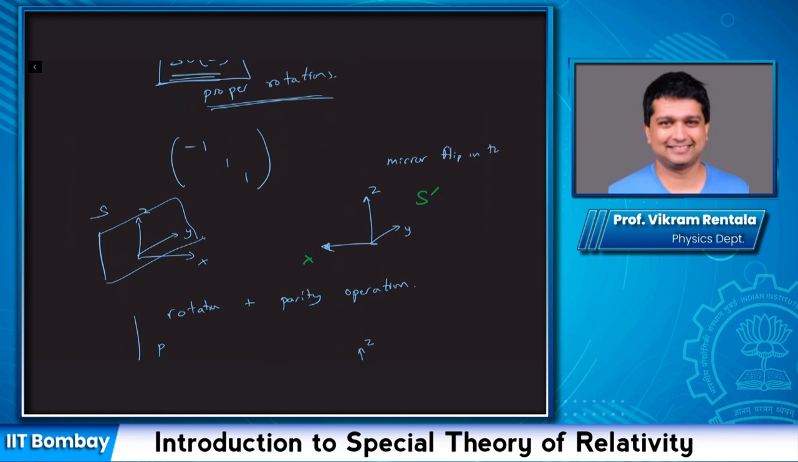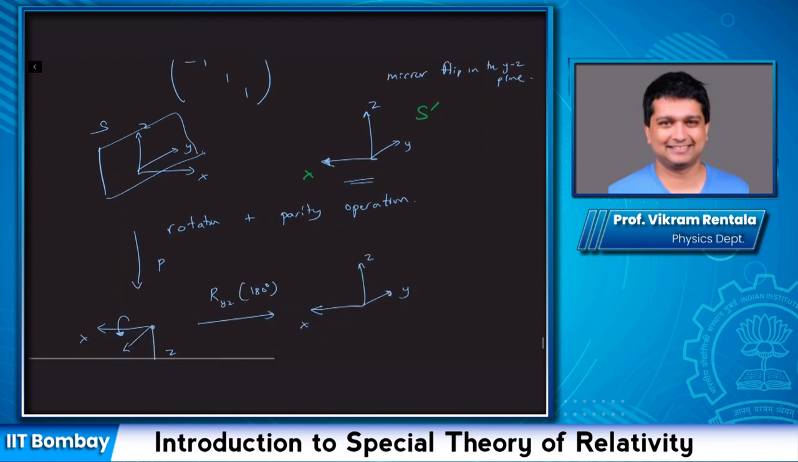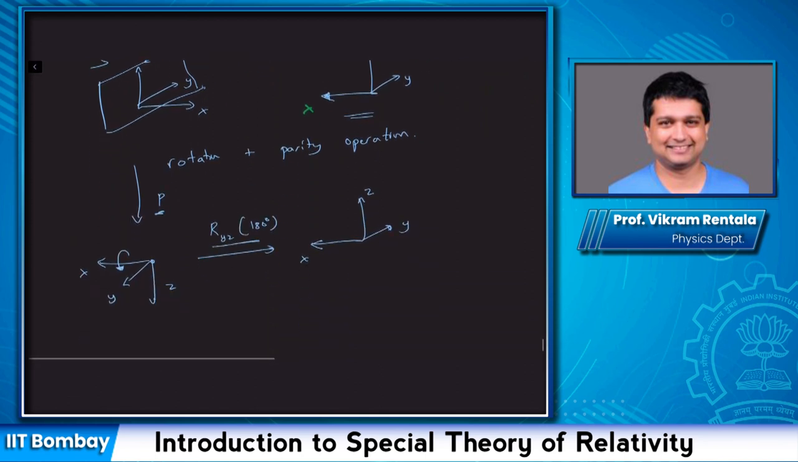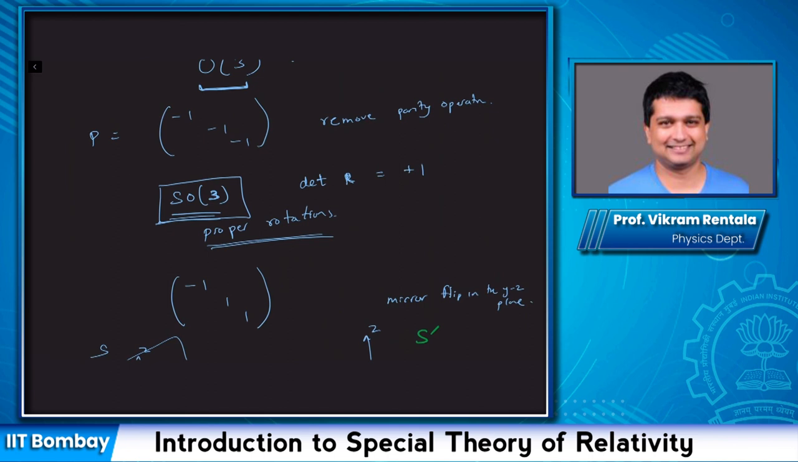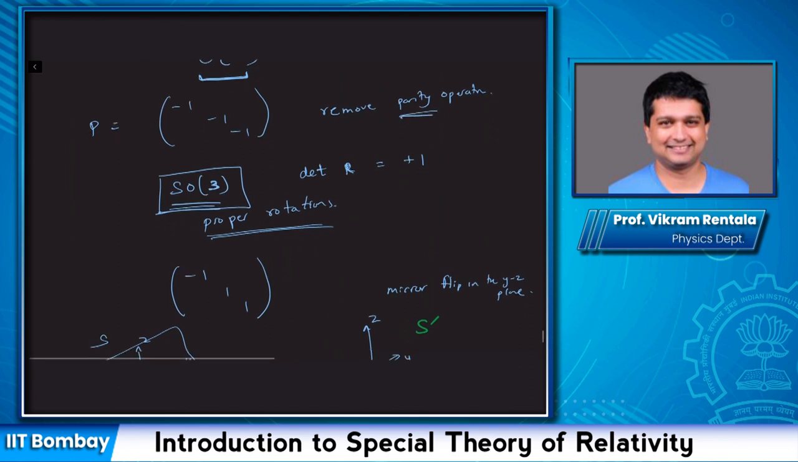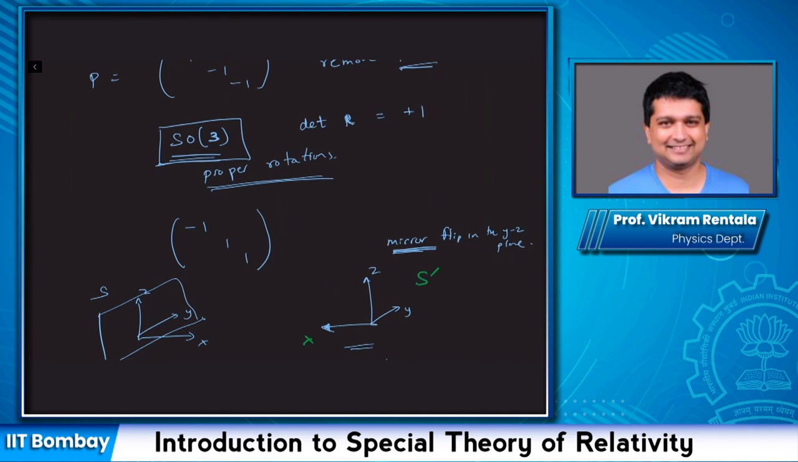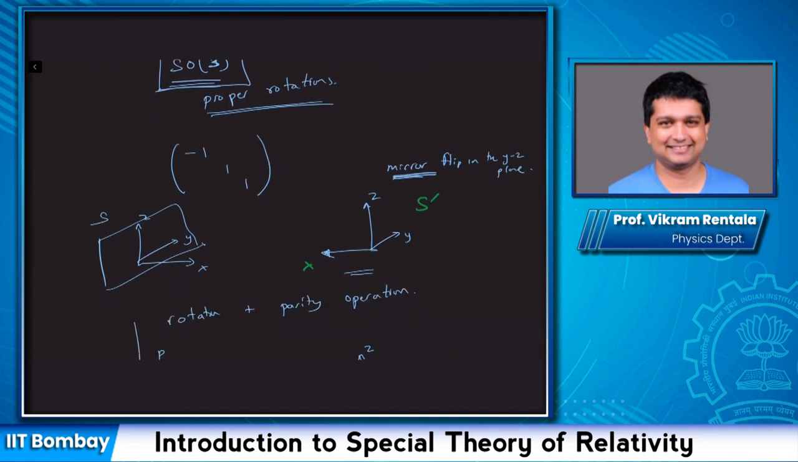in the yz plane. That is, if you imagine a mirror sitting in the yz plane at x equal to 0, okay, that operation can be achieved by a combination of the parity operation and a rotation operation. Okay, and if we restrict ourselves only to pure proper rotations, that is, without parity transformations, even these mirror flips are forbidden. Okay, because you can see that the mirror flip also involves a left-handed coordinate system. X cross Y is not going to be Z, but rather it's going to be in the minus Z direction.